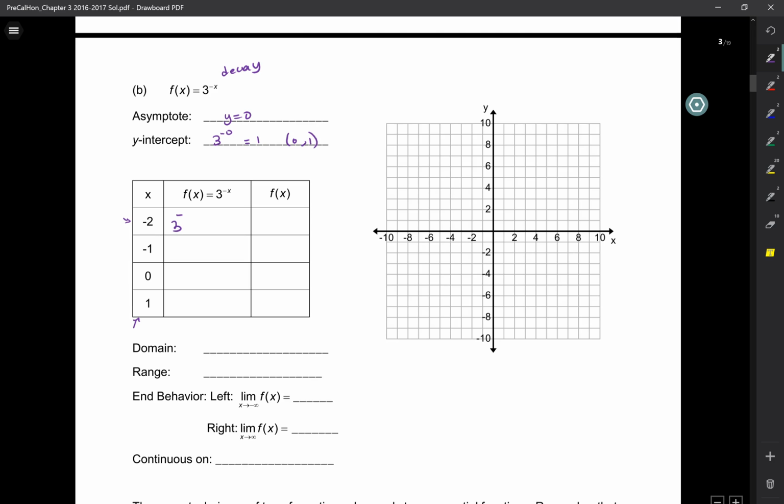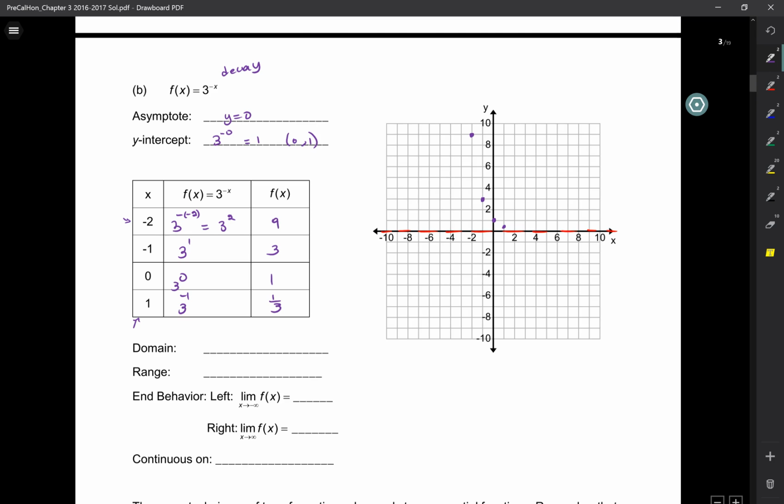3 to the power of negative 2 is just 3 squared, which is 9. Here we have 3 to the power of positive 1, which is 3. 3 to the 0 is 1. 3 to the 1 is 3. 3 to the minus 1 is 1/3. Well, let's graph these. At negative 2, we're at 9. Negative 1, we're at 3. 0, 1. 1, 1/3. We've got to put the asymptote here.